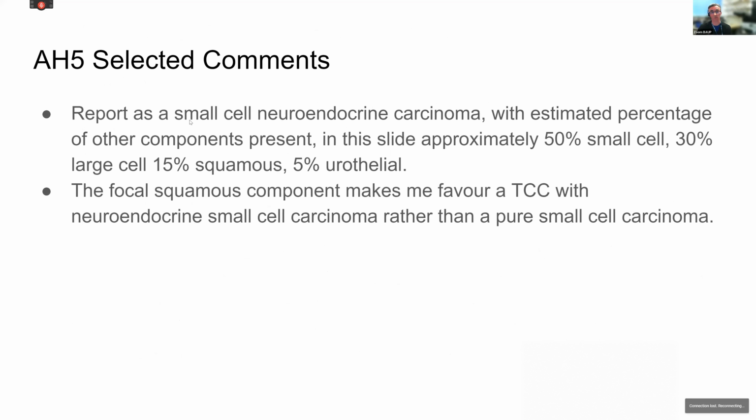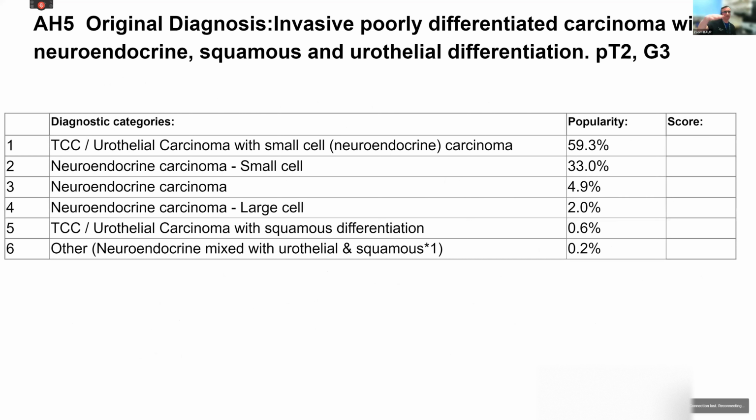Many are saying report as a small cell neuroendocrine carcinoma and give the exact percentages, which is a very common sense way of doing things. Some people are sticking rigidly to urothelial carcinoma with small cell differentiation. We've got a split in the drop-down list of how people have voted, but essentially everyone's saying the same thing. The people who've clicked 2, 3, 4, and 6 have all said that this is a neuroendocrine carcinoma or small cell, large cell, but there are also other features of urothelial carcinoma as well.